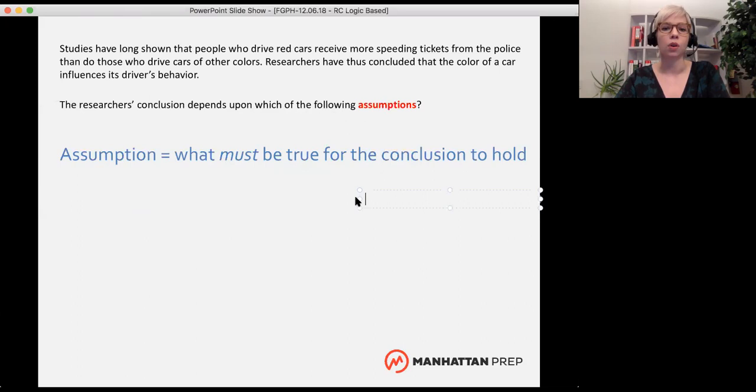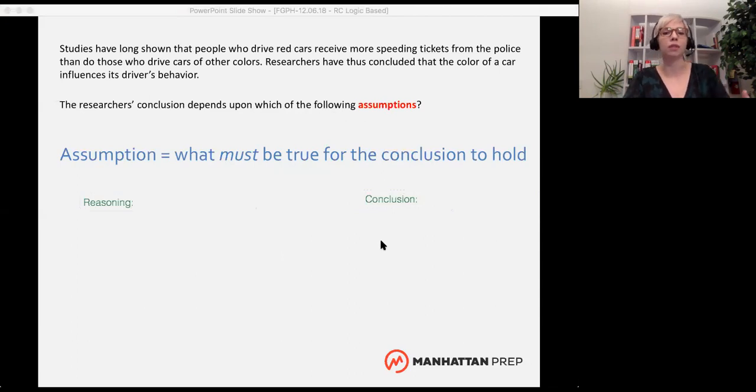We need to figure out what the conclusion was. We need to figure out what the reasoning, the premises for that conclusion were that we were given, and then we need to figure out what's missing. And here, not much of a mystery. I hope you guys were easily able to determine that if we say researchers have thus concluded, that's our conclusion. Our conclusion, the color of the car influences driver's behavior. And why do we think that? Well, we're pretty much only given one piece of reasoning for that. Red cars get more speeding tickets.